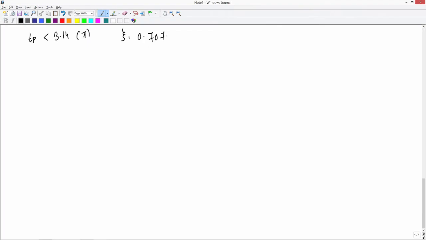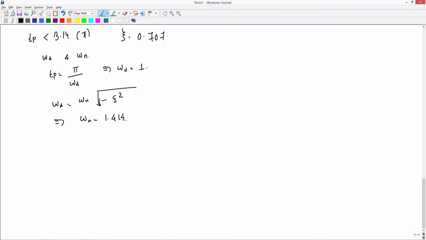Okay. So, now based on this I need to compute what is omega d and what is omega n. So, if we remember the formulas for the peak time, Tp was pi over omega d, and this turns out that omega d is 1. And omega d was related to omega n via the damping coefficient with this formula, omega d equals omega n times square root of 1 minus zeta square, which will give us that omega n is 1.414. Okay. Now, what does this mean, right?